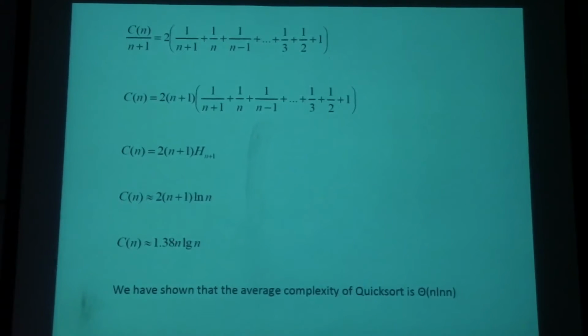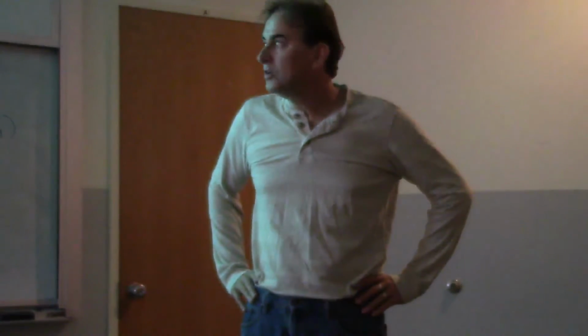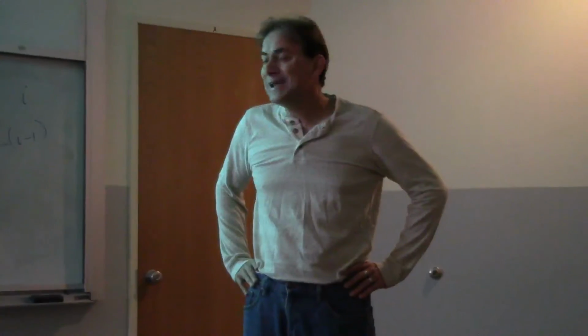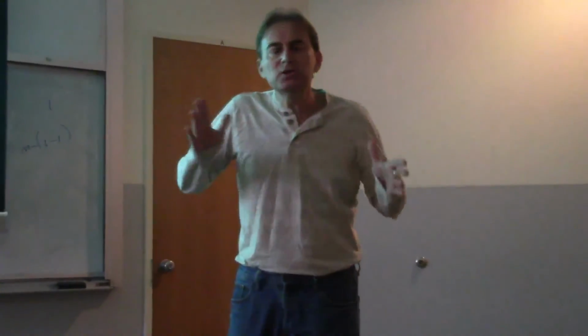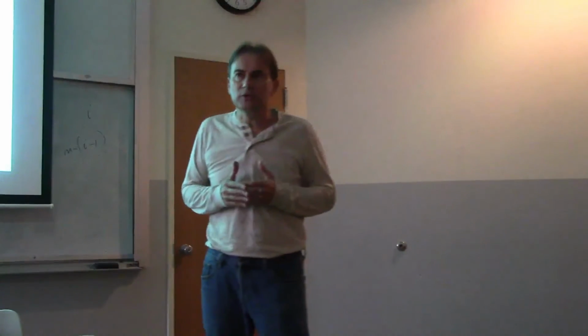So this is a very important result. Let's think about what this result means. It means that if you take random data in an array for quicksorting, and you quicksort it, the number of comparisons is going to be approximately 1.38 times n lg n. Now let's put that into perspective. What's the worst complexity for quicksort?